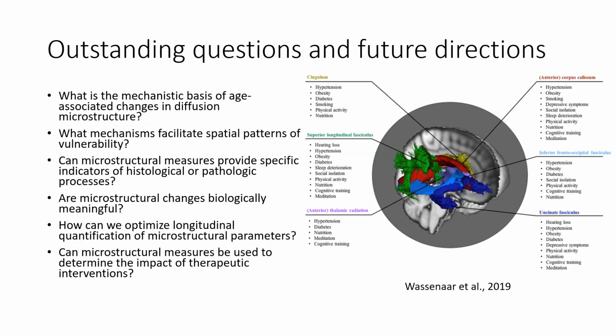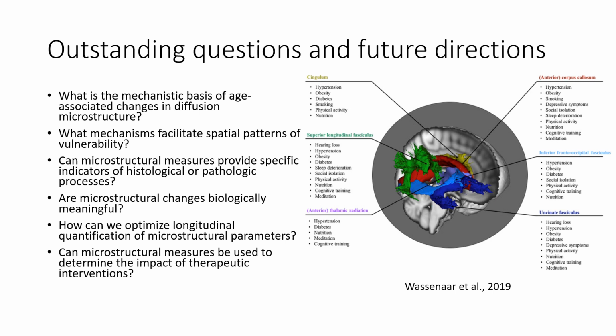I've alluded to some of the concepts that require further attention throughout this presentation. For example, what is the mechanistic basis of age-associated changes in diffusion microstructure? What mechanisms facilitate spatial patterns of vulnerability? Can microstructural measures provide specific indicators of histologic or pathologic processes? Are microstructural changes biologically meaningful? How can we optimize longitudinal quantification of microstructural parameters? Can microstructural measures be used to determine the impact of therapeutic interventions?